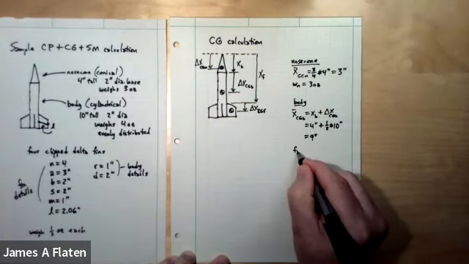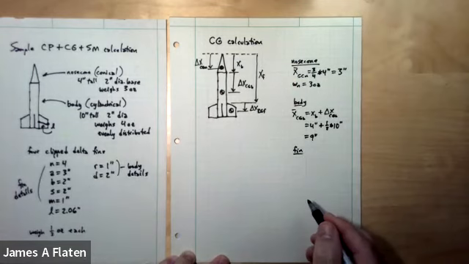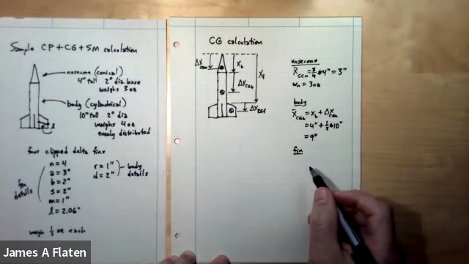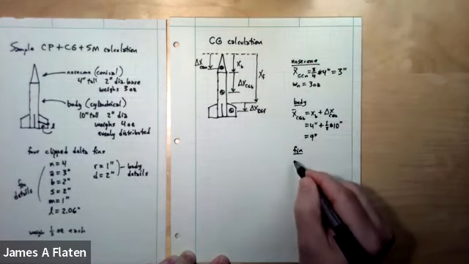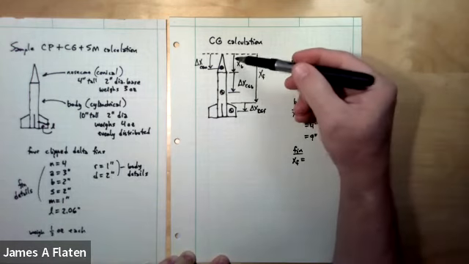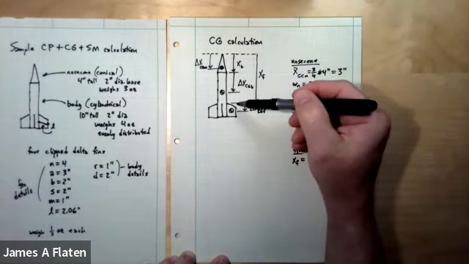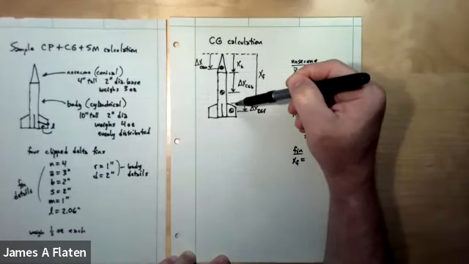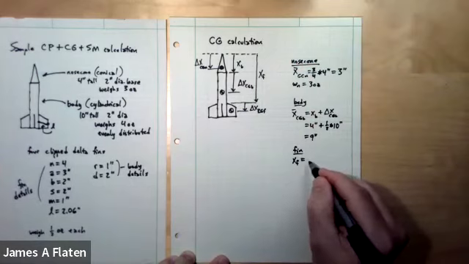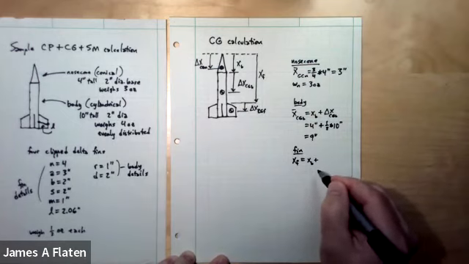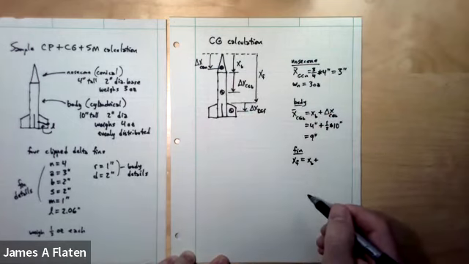How about a fin? Just one fin. There will eventually be 4 of them. Okay, so let's figure out how far it is to get to the fin in the first place, xf. One way to calculate this would be to say the fin starts here, and so that would be the entire length of the rocket minus the length of the fin. That's one possible calculation. So how about I say xf is equal to xb plus the length of the body itself.